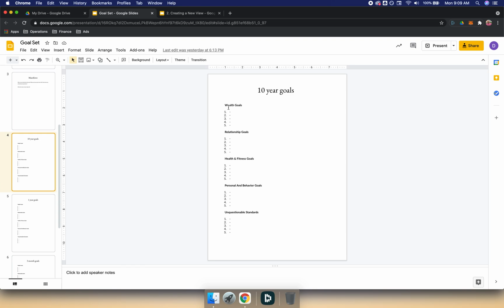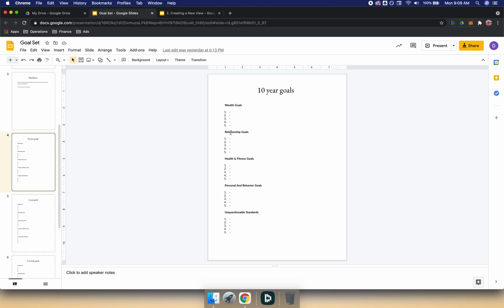So first things first, go ahead and write down your wealth goals in life. This can be monetary. Are you building a business? Or where are you in your career? What are you trying to accomplish? Are you trying to have homes? Whatever the case may be, write this down.